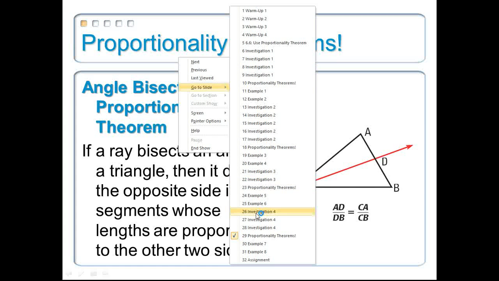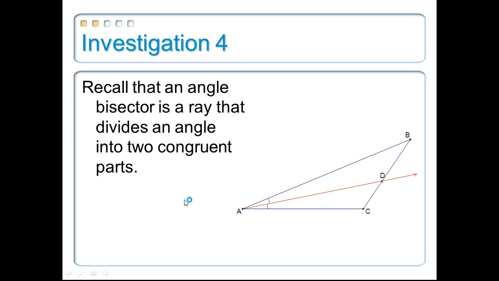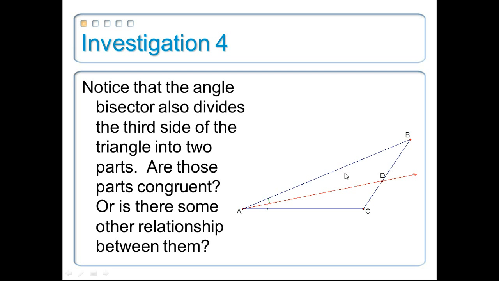Okay, here we are in Investigation 4, and I talked a bit about it there. So again, I stole a bit of my thunder earlier if you looked at the warm-up. But we know that that ray divides the angle into two congruent parts because it's called the angle bisector. It also divides side BC into BD and DC. And we said they weren't probably congruent except in a couple special cases. It is possible, but they're probably not congruent, those two segments.